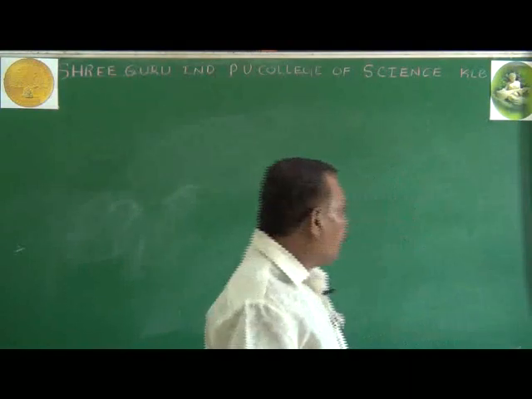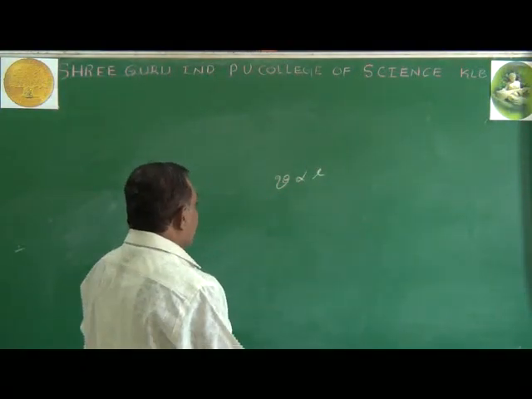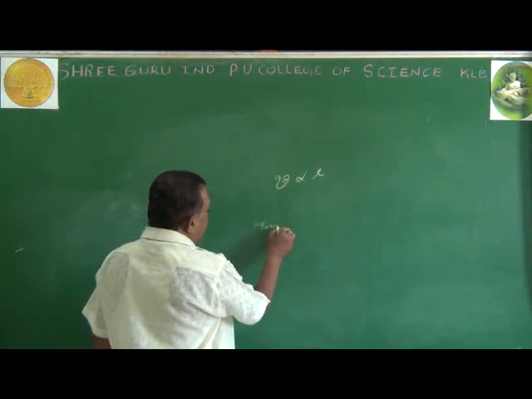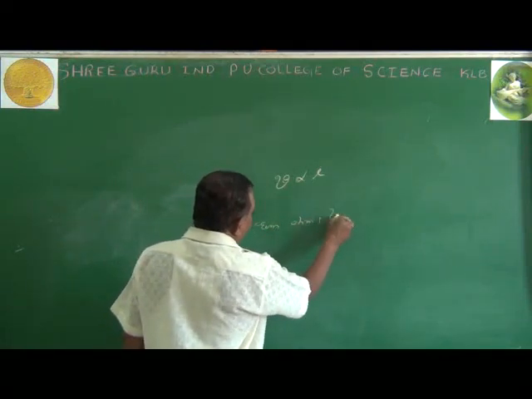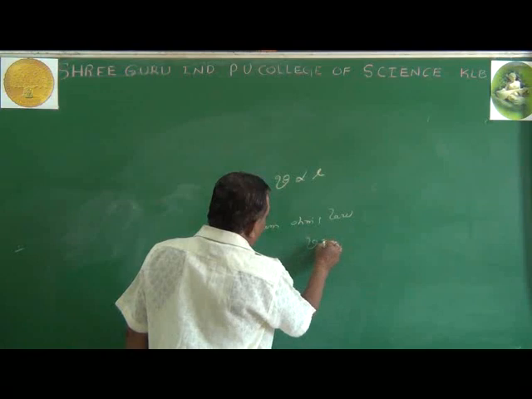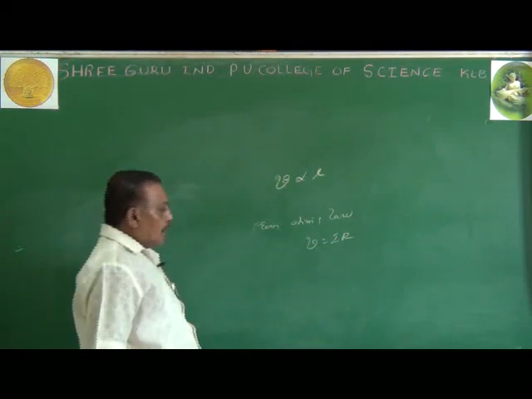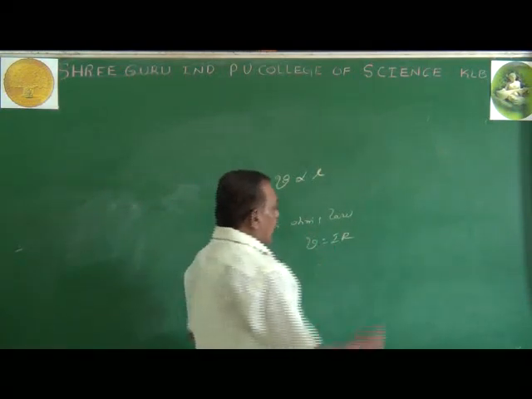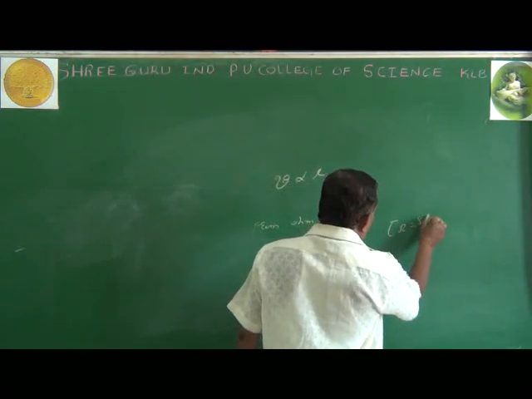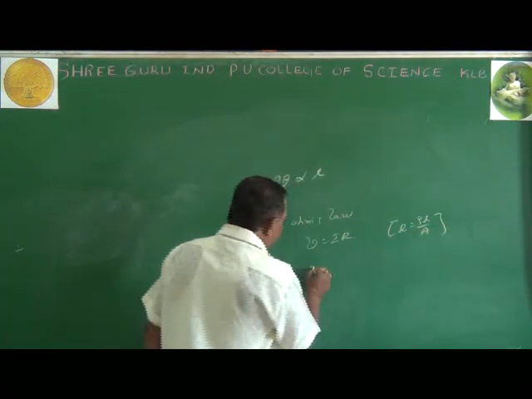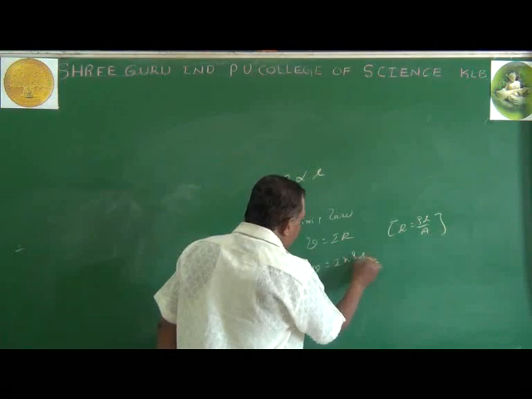So, with the help of Ohm's law, V equals I into R. When we are dealing with the length, R equals rho L by A. Then V equals I rho L by A.